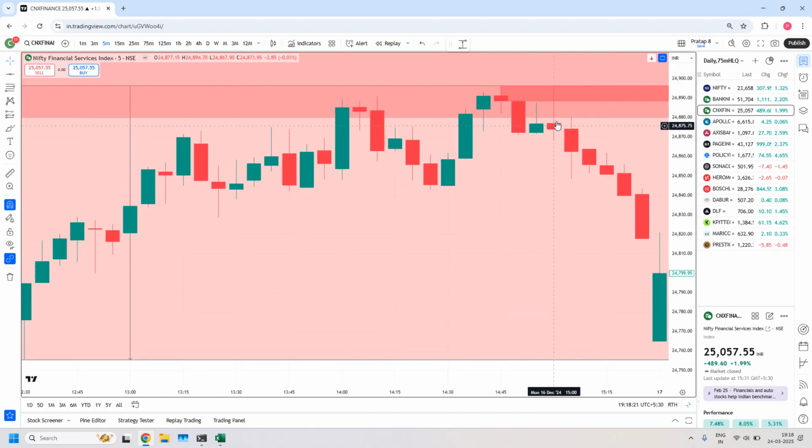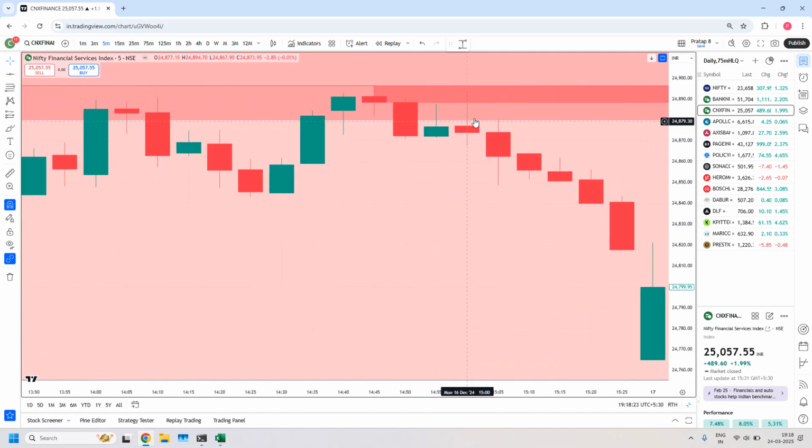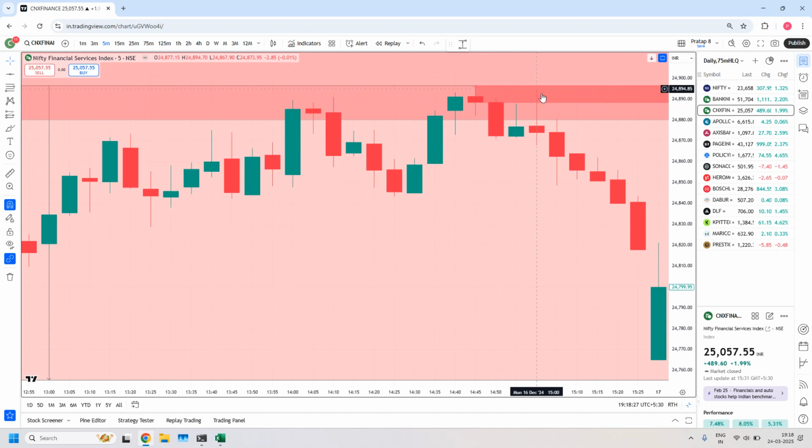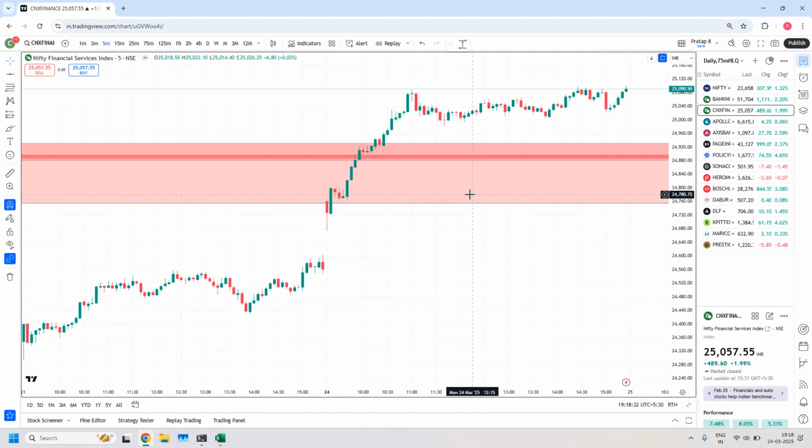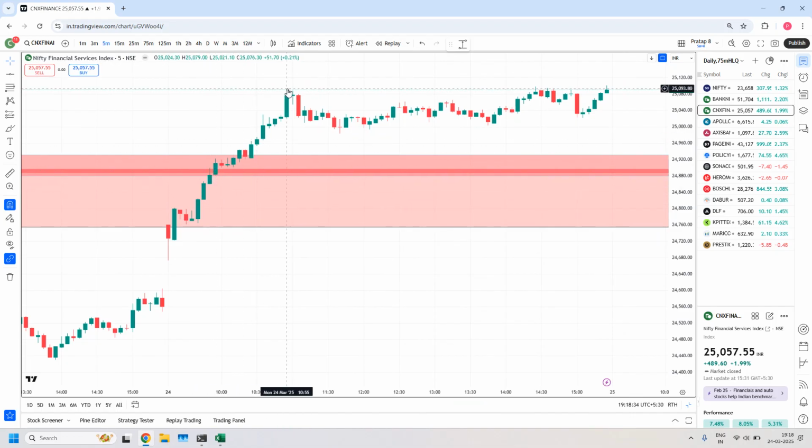And this one is already tested. And see, prices also went deep inside. So that is the reason why we know this zone will be violated easily. That is what happened today. So easily gone.